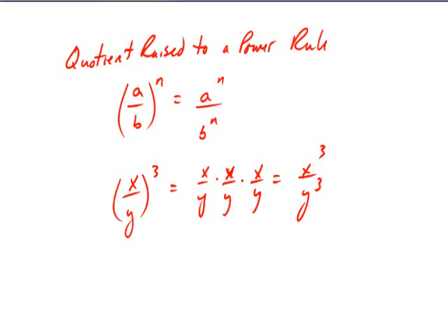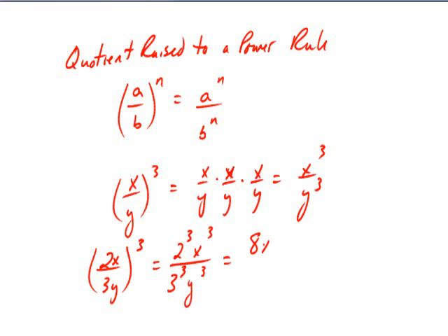An example of this could be 2x over 3y quantity cubed, in which, using the product and quotient rule, I have a product in the numerator. I can take 2 to the third power, x to the third power. Also carry out that product rule for the denominator, 3 to the third and y to the third. And if I simplify that, 8x cubed over 27 y cubed.